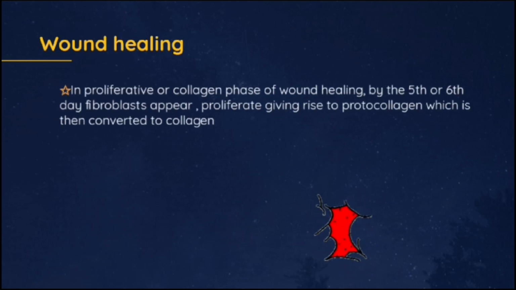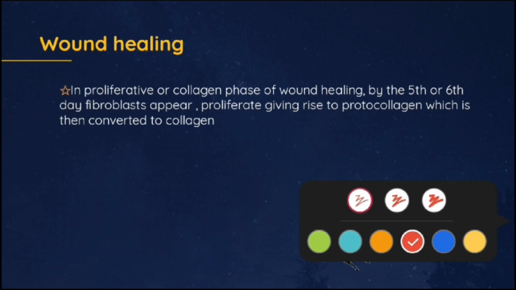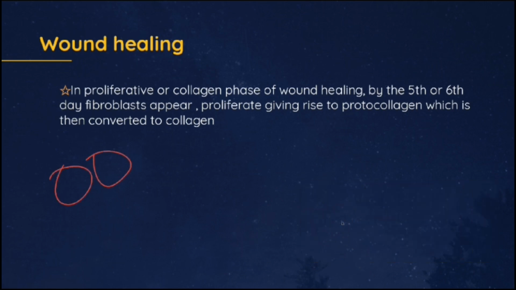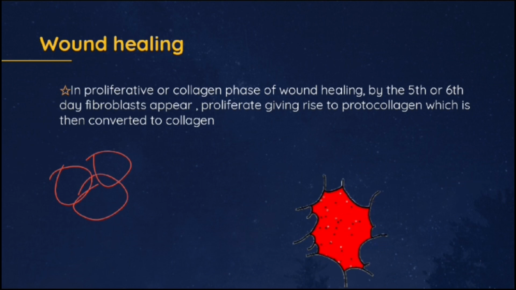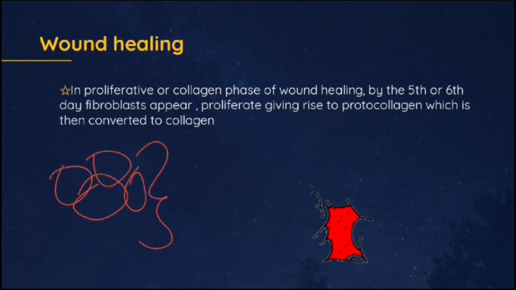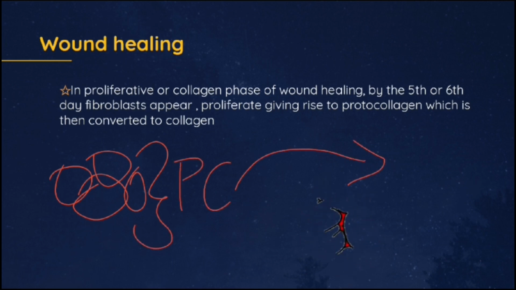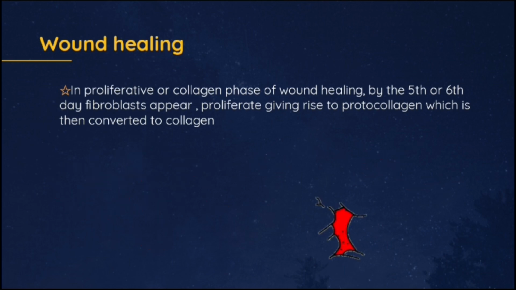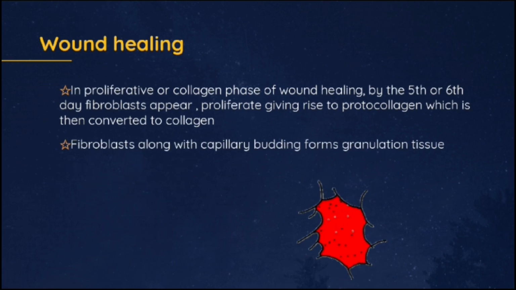Let's start with wound healing. In wound healing, there is a stage called proliferative or collagen phase, and by the fifth or sixth day, fibroblasts appear. That is, by the fifth or sixth day of wound healing, fibroblasts appear and they proliferate to form protocollagen, which is then converted to collagen. And then these fibroblasts, along with capillary budding or blood supply, form granulation tissue.